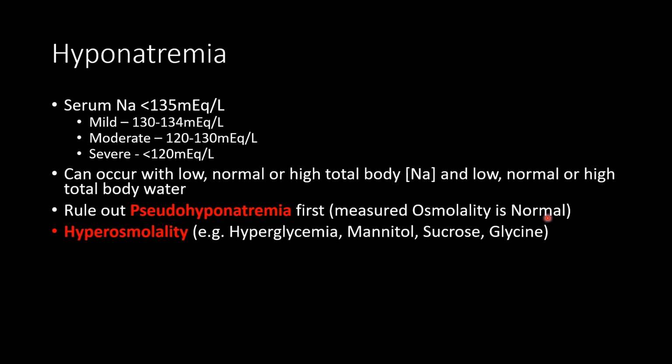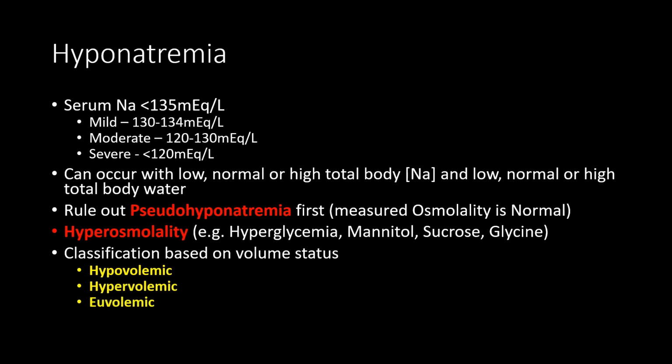Imagine the formula is 2 into sodium plus glucose and blood urea nitrogen. If the sodium is actually less inside the body, the formula will give a lower value. That means in true hyponatremia, the plasma osmolality should be low. If in a case of hyponatremia the plasma osmolality is normal, it is pseudo hyponatremia. If plasma osmolality is higher, it is due to hyperosmolarity, giving rise to a falsely low serum sodium. The classification of hyponatremia is based upon the volume status. It can be hypovolemic, hypervolemic, or euvolemic.